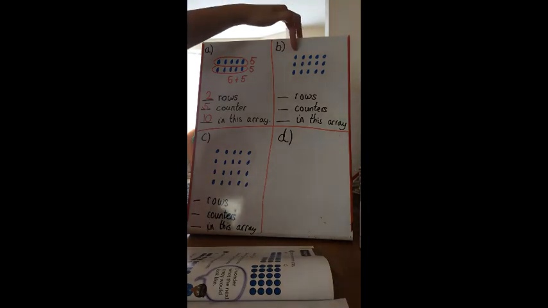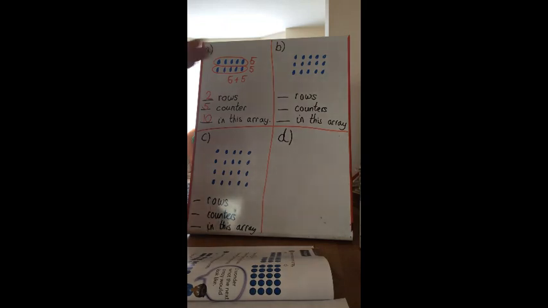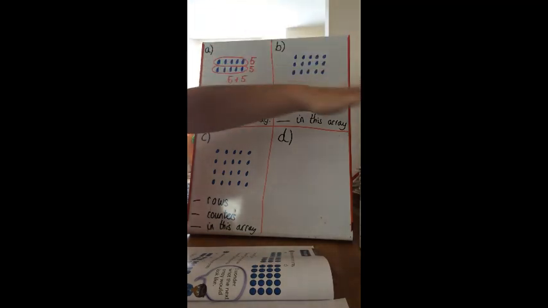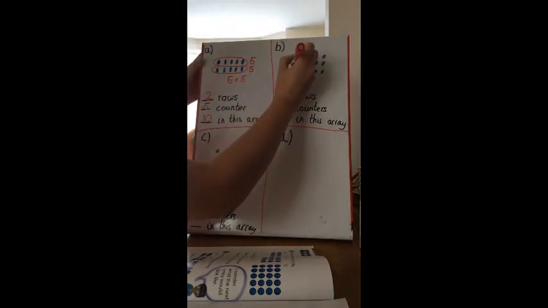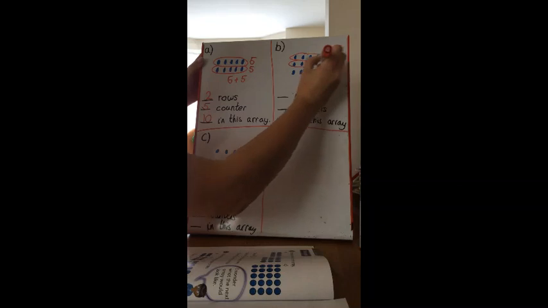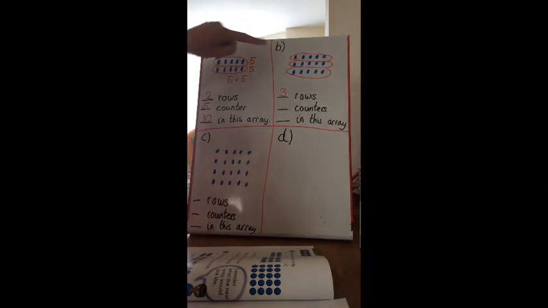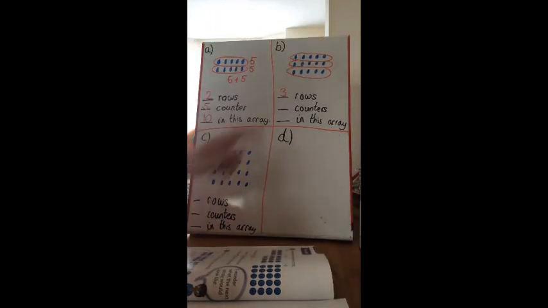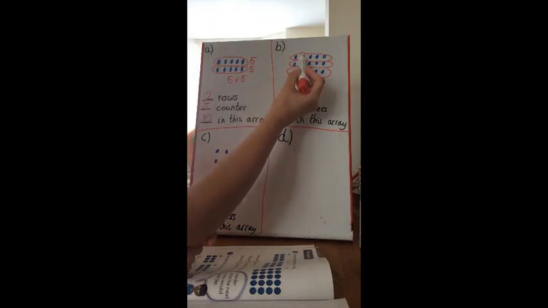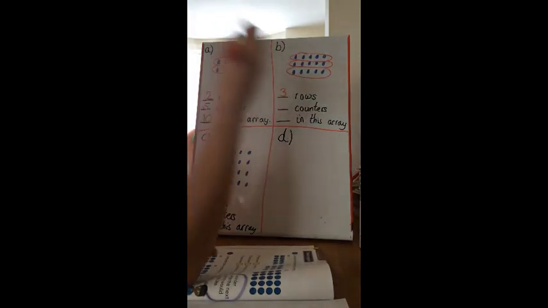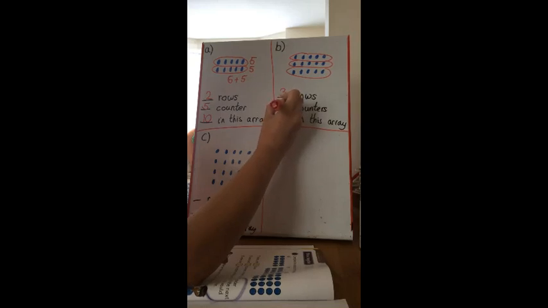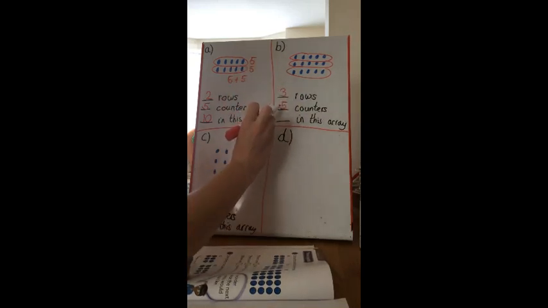Let's look at our next array. How many rows does this array have? Rows go across or do rows go down? We row, row, row across the river. So let's row across. We've got 1 row, 2 rows, 3 rows. So the answer is 3. There are 3 rows. How many counters in each row? Let's check. 1, 2, 3, 4, 5. There are 5 counters. 3 rows of 5 counters.